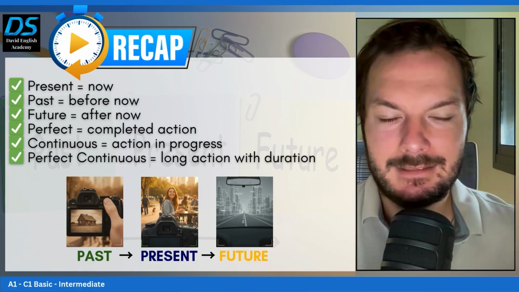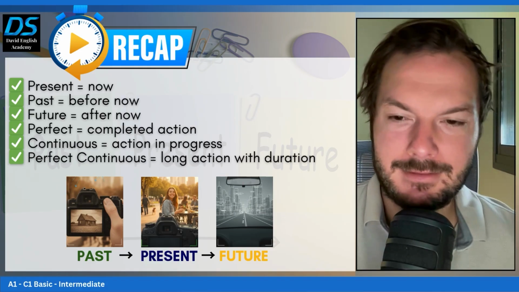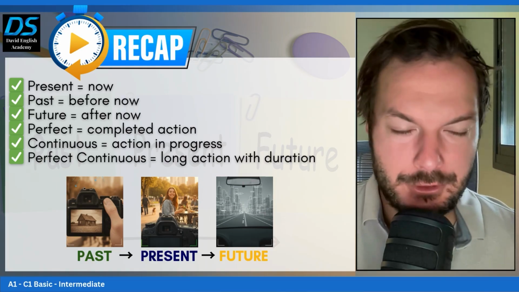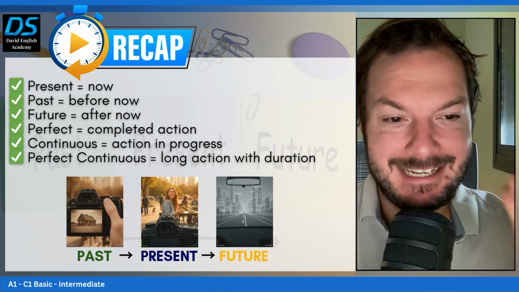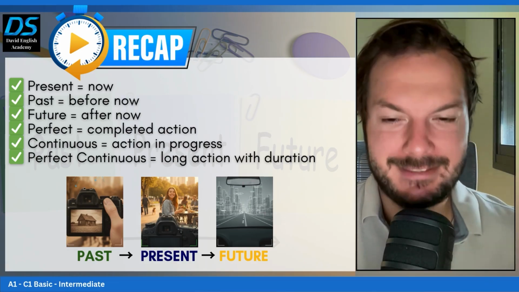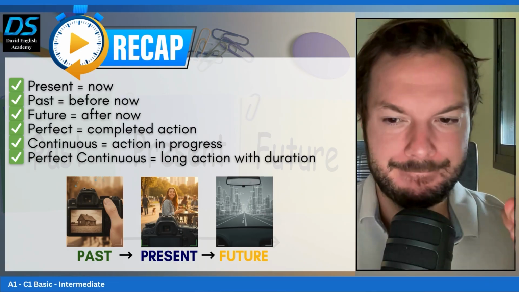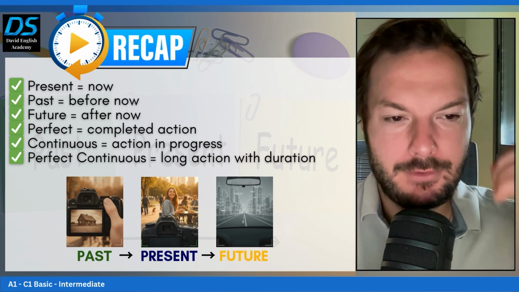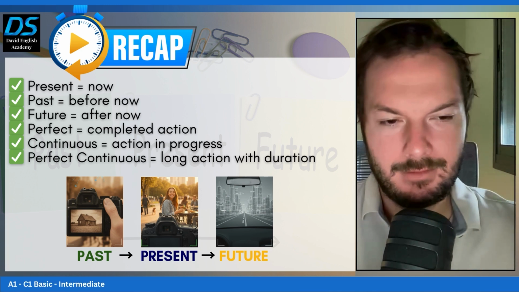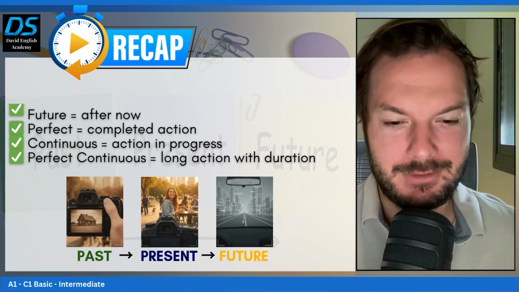The present is for now. The past is before now. The future is after now. The perfect is a completed action. The continuous is an action in progress. The perfect continuous is a long action with duration. Now, let's get to the drill.